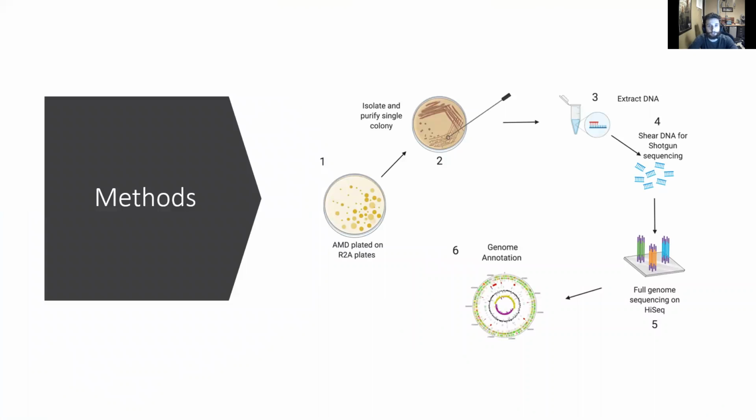Now, to do this research, a sample was collected from Boyce Park and was plated on an R2A plate. Single colonies were then isolated and purified from here. The DNA from these pure colonies was extracted and sent out for shotgun sequencing. The genome was then sequenced and annotated through use of the Department of Energy Systems Biology Knowledge Base, or shortened to KBase.